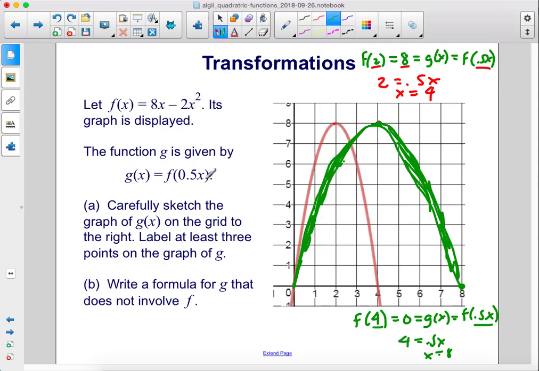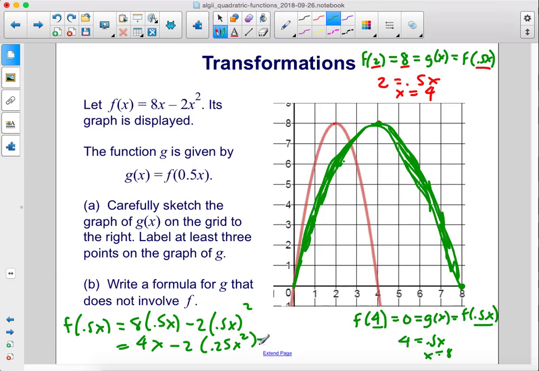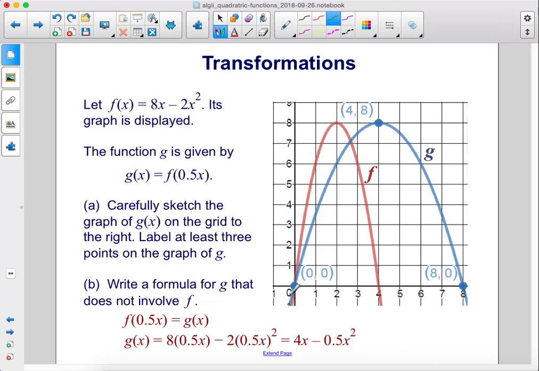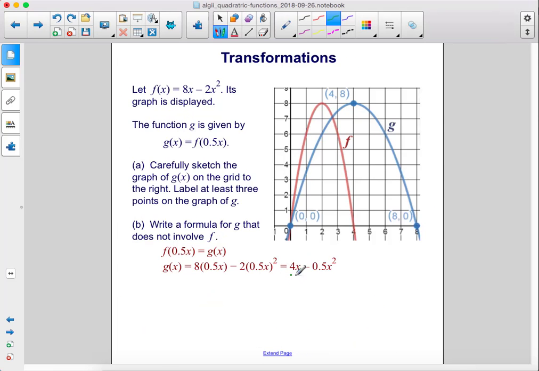So let's figure out what this is. f of 0.5x equals 8 times 0.5x minus 2 times (0.5x) squared, which equals 4x minus 2 times 0.25x squared, which equals 4x minus 0.5x squared. So this is our new function g of x. All right, here's a much nicer drawing of that parabola, and we have 4x minus 0.5x squared.